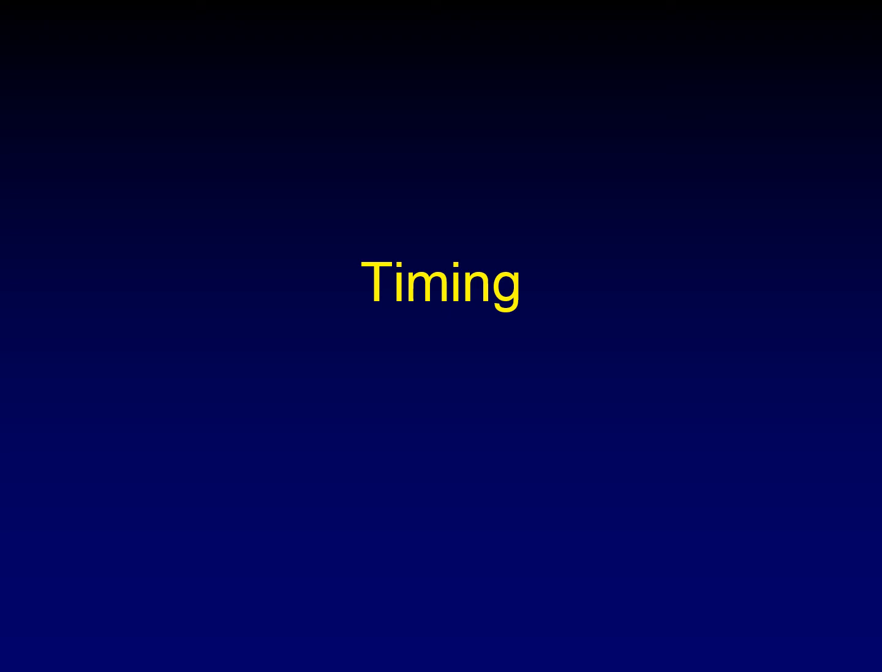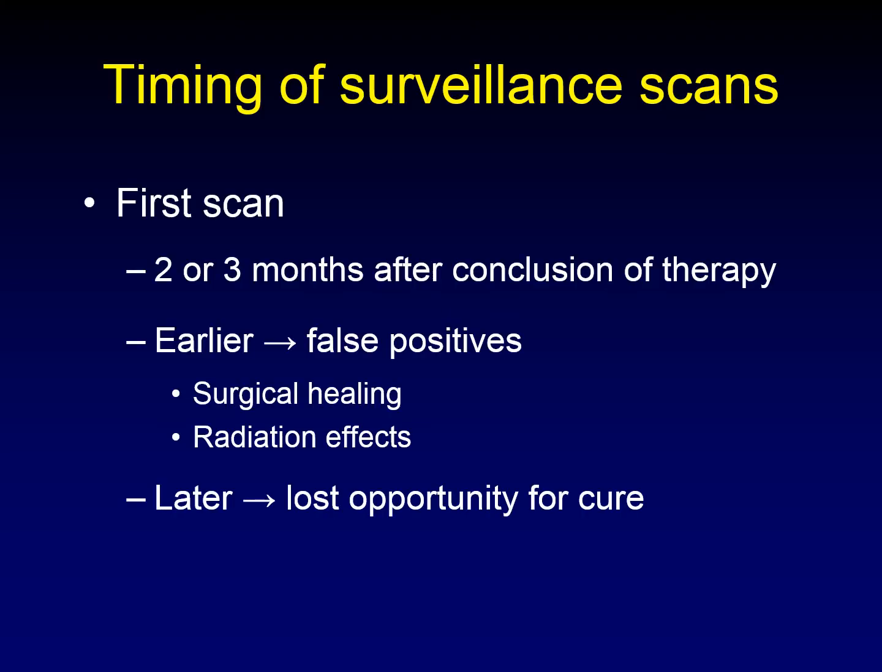Let's talk about timing. When should we be doing PET-CTs? When should we perform the first PET-CT after the conclusion of therapy? Most people shoot for about 3 months. The literature says that there's really no difference between 2 months after therapy or 3 months after therapy, so you can get a little bit of a jump on that and do it at 2 months if you like. If you go earlier than 2 months, you start to get into a range where you get a lot of false positives and a lot of false negatives.